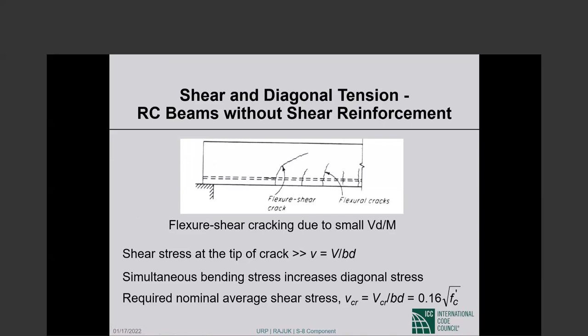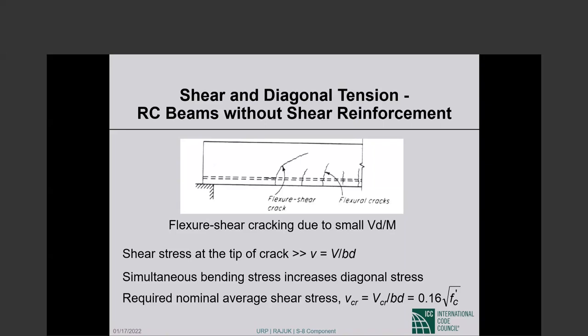Here they're more inclined. Anyhow, the shear stress at the tip of a flexure shear crack can be quite high because of the crack. So the shear stress at the tip of the crack can be much larger than what we would have had there in the absence of the crack. Simultaneous bending stress increases the diagonal tension. Okay, at that location, at the tip of the flexural crack, we not only have shear but also have normal stresses, and the two together give us diagonal tension stresses that are significantly higher than the V over b d.